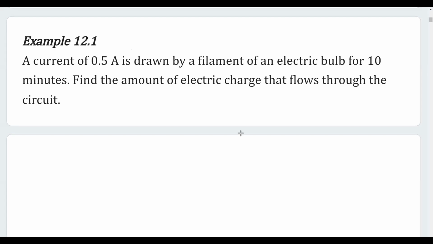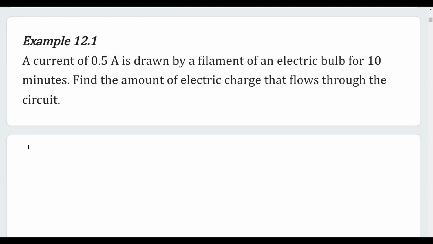In this video, we are going to do some questions based on electricity. Well, the first question I have taken says that a current of 0.5 ampere is drawn by the filament of an electric bulb for 10 minutes. What we have to find is the amount of charge, that is, the quantity of charge that flows through it.